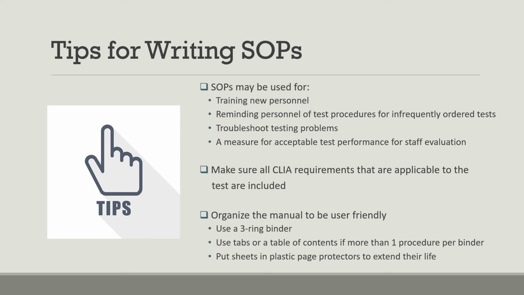It is also helpful to organize your manual to be user-friendly. Using a 3-ring binder with tabs for each procedure helps staff find what they need quickly. And it can also be very helpful to include a table of contents. It's also highly recommended to put your pages in plastic page protectors to extend their life. So remember, these procedure manuals are probably going to be out on the bench where you're working. Body fluids could drip on them, super gross. If they're in plastic page protectors, that will allow you to wipe them off, to clean them, sanitize them, and they can be put back up versus having to reprint that whole procedure every time you drip some urine on it.